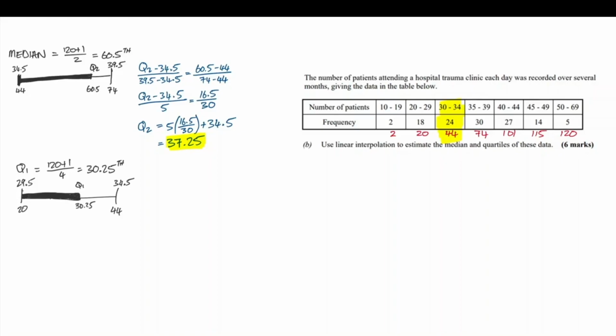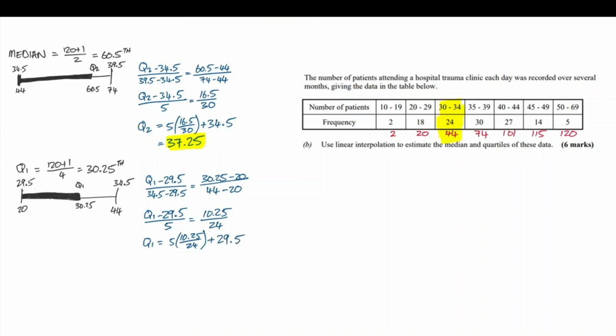Q1 minus 29.5 over 34.5 minus 29.5 is going to equal the same proportion using the frequencies. 30.25 minus 20 over 44 minus 20. Now we're ready for the calculator after a little bit of rearranging, and we get an answer of 31.635. And we'll just finish off with the upper quartile.